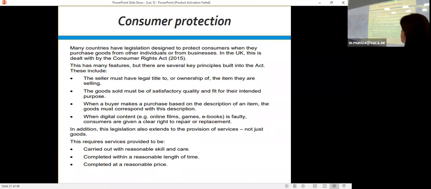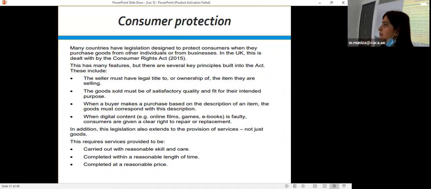Then the goods sold must be of satisfactory quality and fit for their intended purpose. So quality is a subjective matter. For me, quality might be something different. For you people, the quality standard is something different. But here the point of value for money arises. Whatever amount is being paid for the certain goods or services, according to that, the quality must be. So whatever is intended by the purchaser or whatever is set by the seller should be provided.